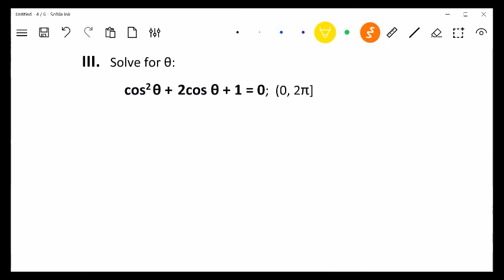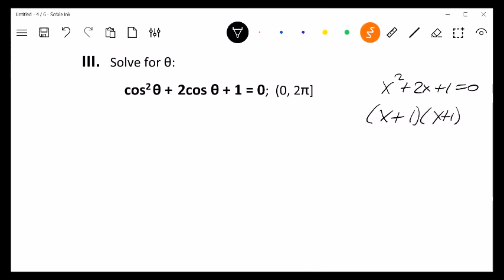Now look at this one. This one looks suspiciously quadratic. In fact, if I did something different instead of cosine, let's say I did x squared plus 2x plus 1 is equal to 0, we could just factor that. That's just a factorable thing. X squared plus 2x plus 1 happens to be x plus 1 squared, actually, x plus 1 and x plus 1 again. So it's like the same thing.